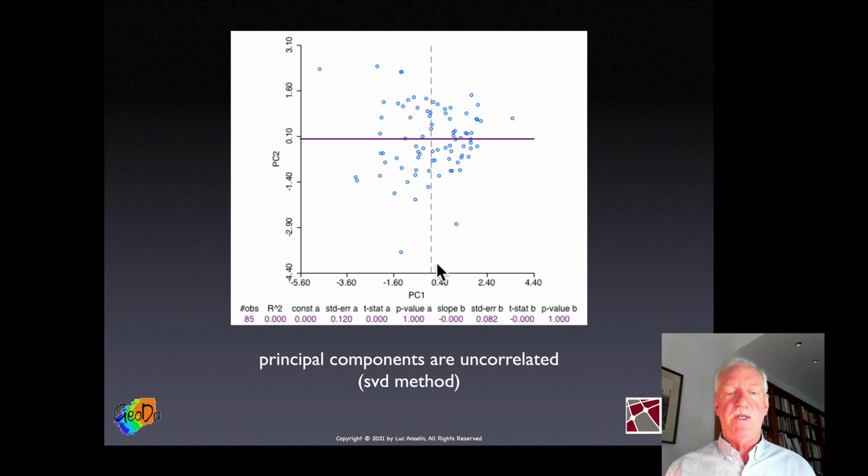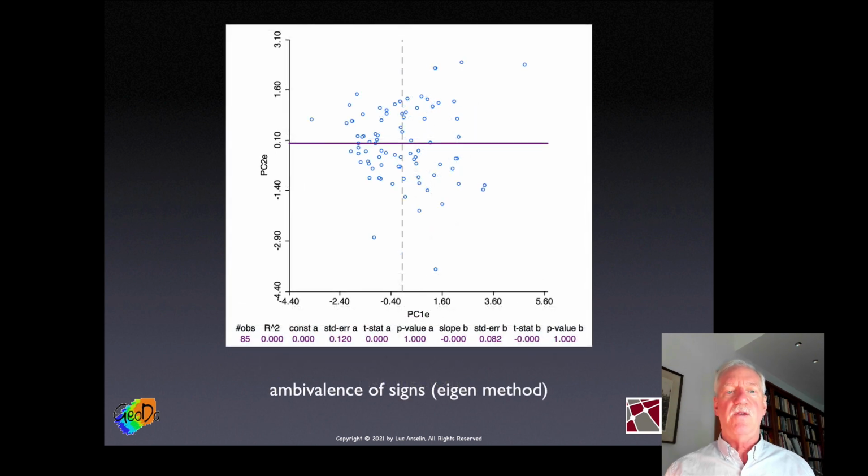So if you plot them in a scatter plot with the two principal components each on one axis, the regression line has a slope of 0. This is for the singular value decomposition. If you run it using the eigenvalue decomposition, so the spectral decomposition, then you get this result. Now you might say, hey, this is different.